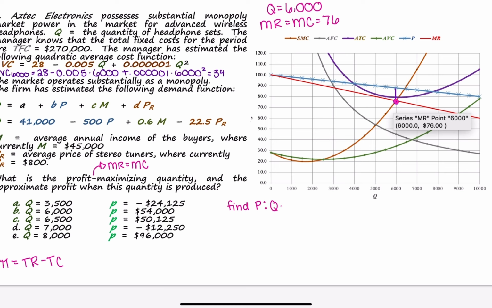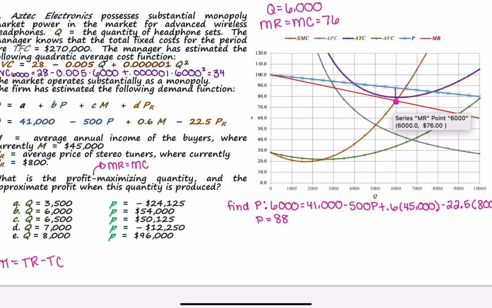So we're going to have Q equals... no, we're going to substitute in because otherwise we are going to run out of space. So we're going to have 6,000 equals 41,000 minus 500P plus 0.6 times 45,000 minus 22.5 times 800. And when we solve that, we're going to get P equals 88.